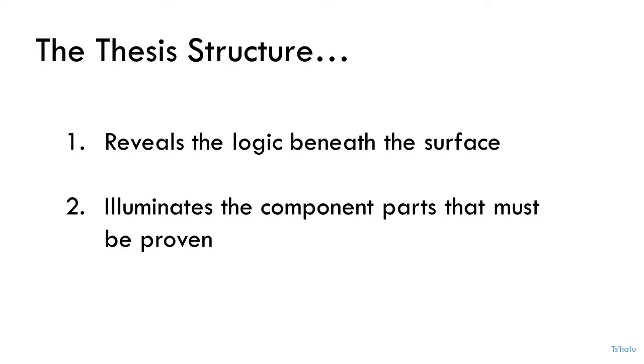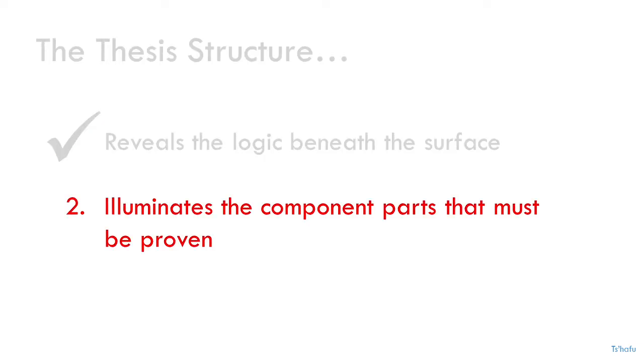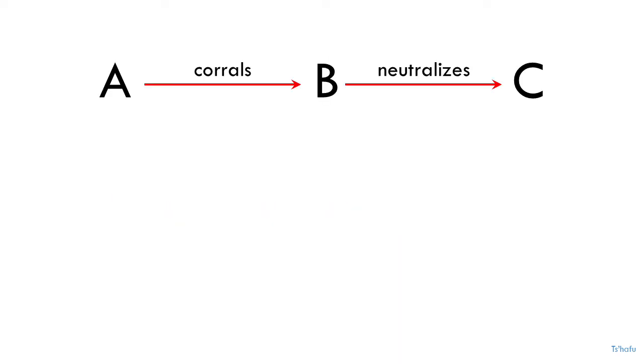So with that, what we've just accomplished is the first task: revealing the logic beneath the surface. Great. So now let's move to the second part, illuminating the component parts that must be proven. Let's see. Okay, so here it is again, and we're going to start with B.